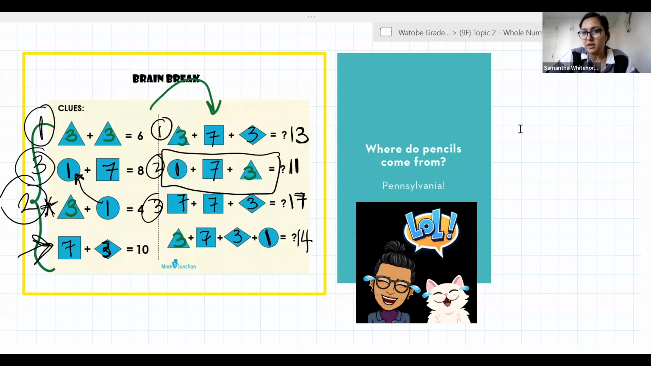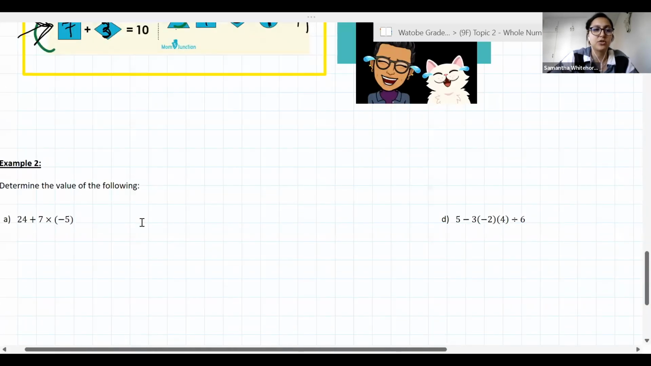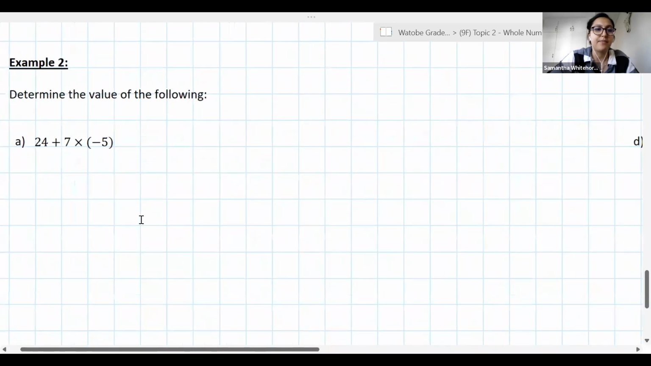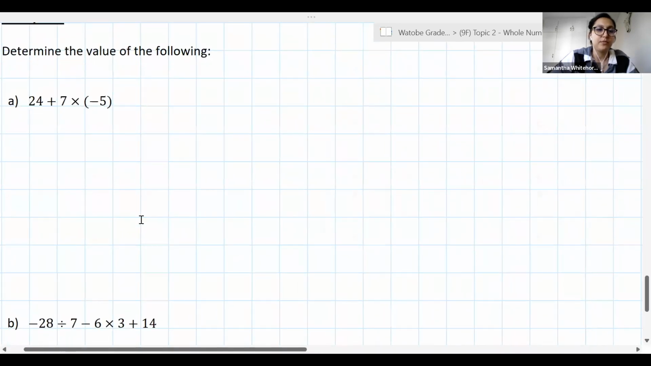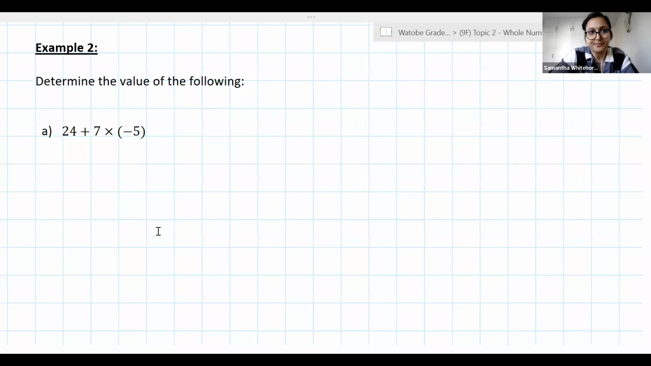So let's carry on. We did a nice fun crossword, but now we're going to have a look at some actual expressions where we want to find the values as we're going. So the first one here is 24 plus 7 times -5. There's some negatives in here. We haven't really spoken a lot about negatives. Sorry, guys, but let's see how we go. This is where we need to follow our order of operations very carefully. If we don't, we're going to end up doing something funny.